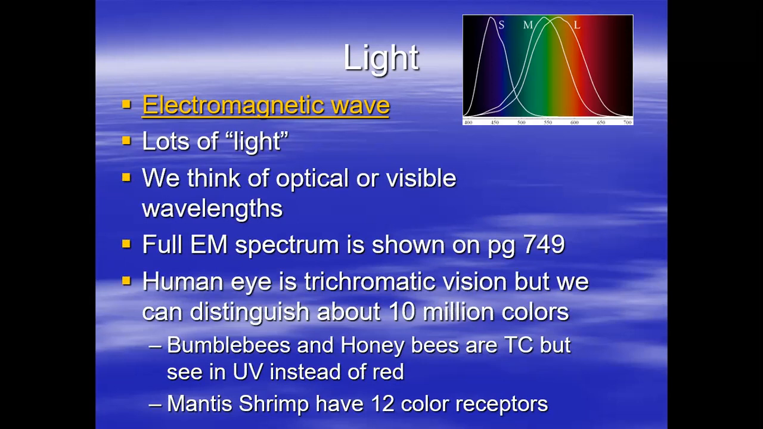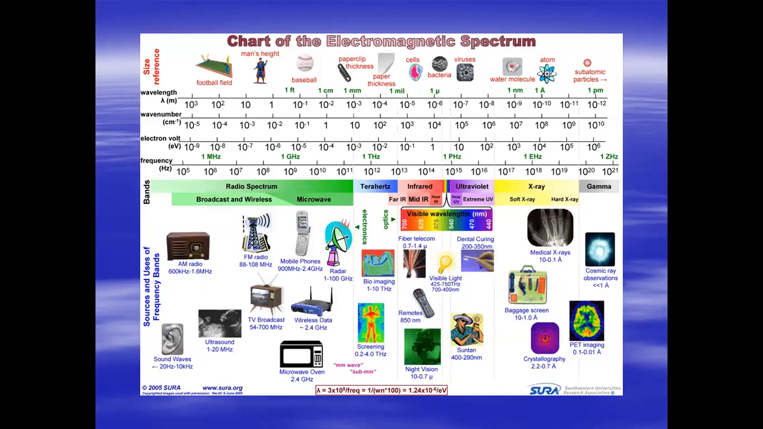You've got a chart in your book, and we've also got a chart that I'll show you, but we can see we're what are called trichromats by and large. There is some evidence that some people may have a fourth cone, but we are trichromats, meaning we have three color cones, red, green, and blue. With the combination of those, we can distinguish on average about 10 million colors. Bumblebees and honeybees are also trichromats, but they have ultraviolet receptors instead of red. And the rainbow mantis shrimp has 12 color receptors, so it's the winner when we talk about color vision.